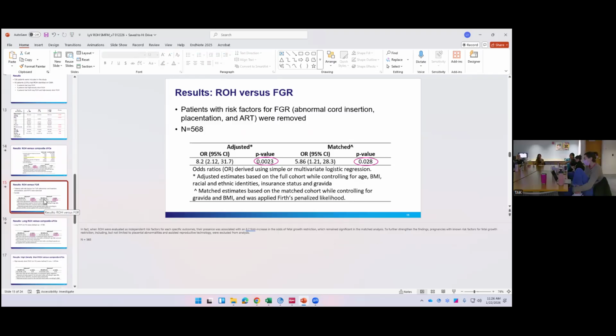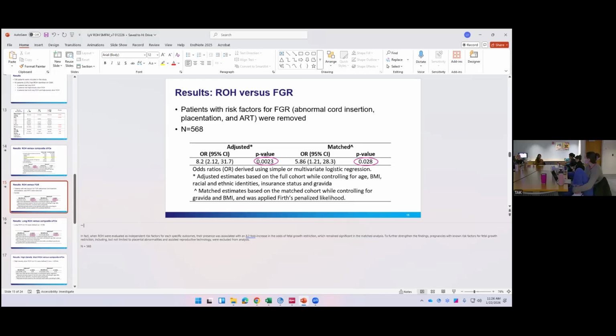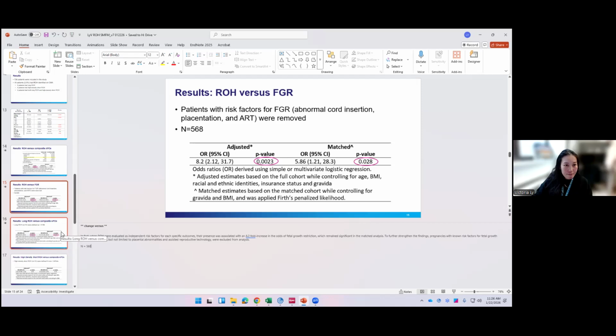I don't think the title of this slide is exactly accurate because it's not versus FGR. It's not just risk of FGR, right? I just think "versus" is perhaps the wrong term in the middle there. You're just conveying the risk of FGR in ROH, right? Your odds ratio, odds for FGR if you have ROH versus not. Correct. After they removed other risk factors.